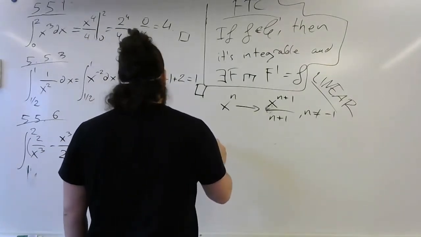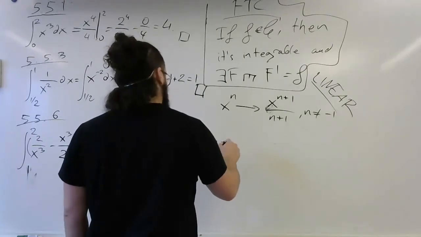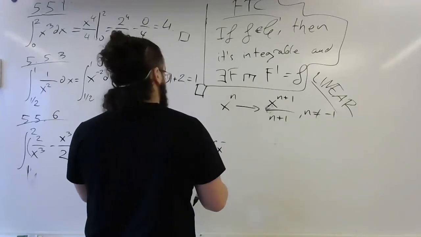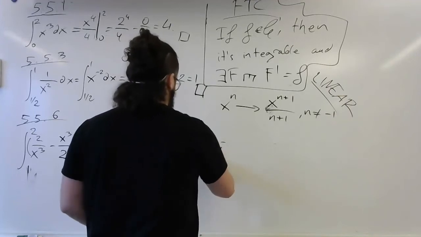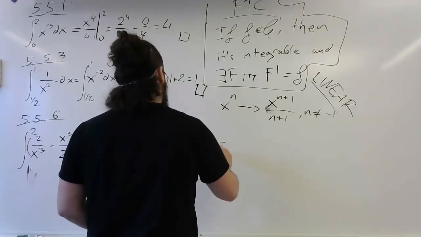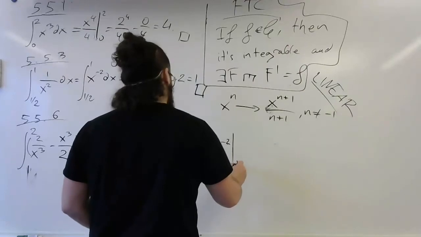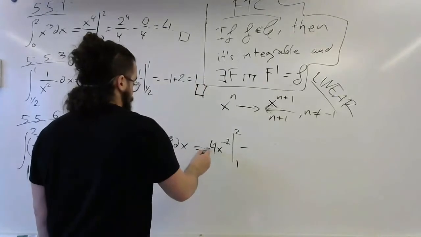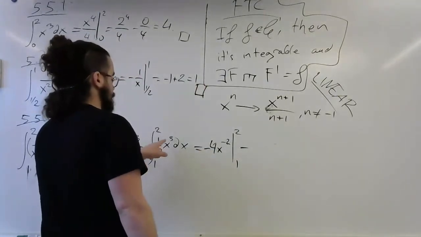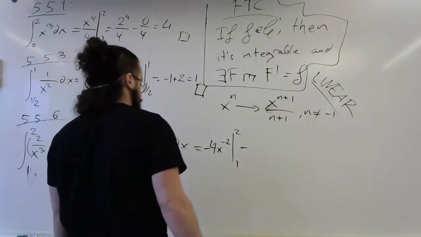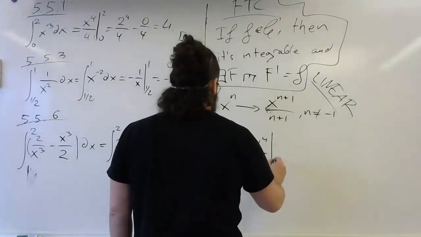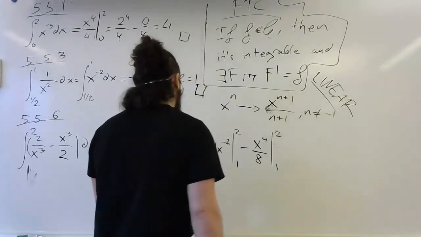And this is minus 6x to the power minus 2, minus 4, sorry. Derivative between 1 and 0 minus, and here we have x cubed, it becomes x to the 4 over 4, evaluated between 1 and 2.